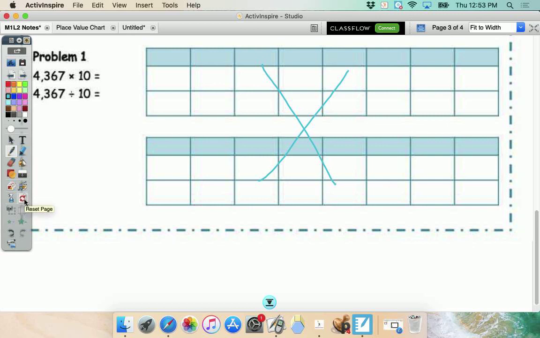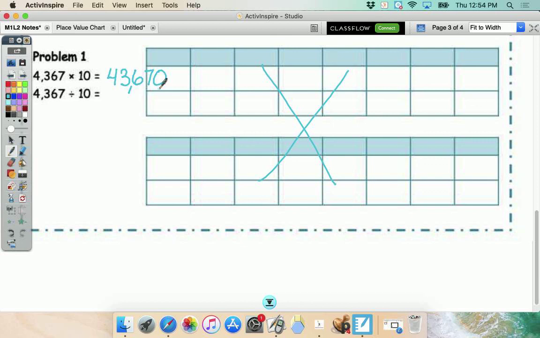Okay, so first decision we have to make. Can I use the zero trick? Because it's easier. Yeah, I can. So how many zeros will I add to the end of 4,367? 1. So we'll write the answer 4,367 and add a 0. Go ahead and get your pencil and write that on the paper. Then 1, 2, 3, comma. Stylus on the magnet, please. Now say the number with me. 43,670. Good.